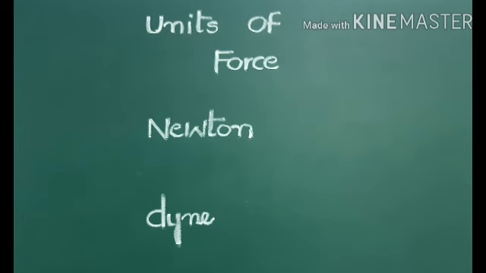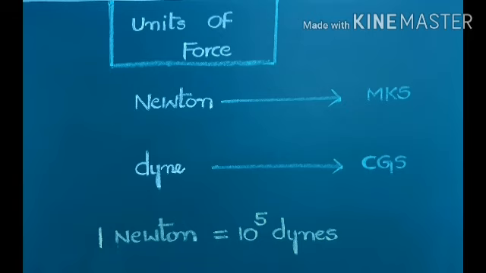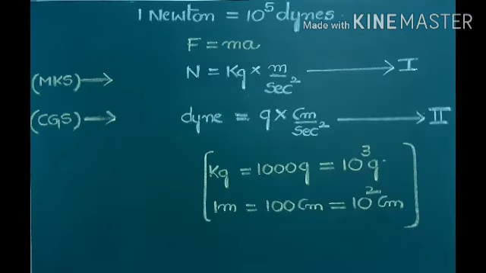And today, once again, we are going to discuss the units of force. Force can be measured in newton, and another unit is dyne. Newton is in one system, that is the MKS system, and dyne is in the CGS system. 1 newton equal to 10 power 5 dynes.